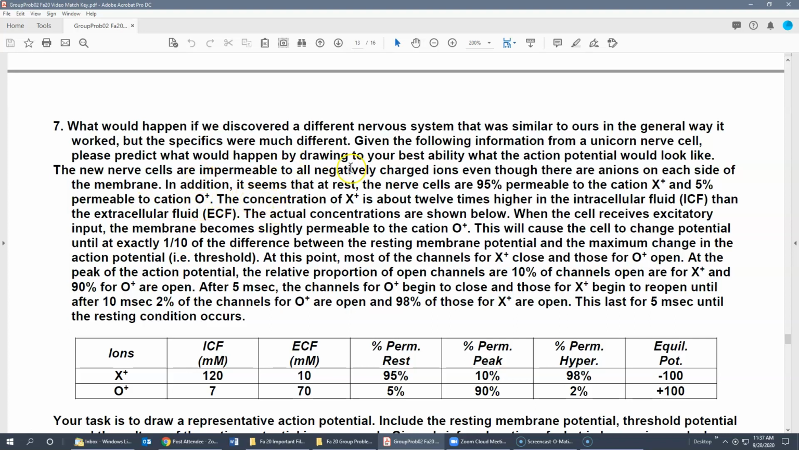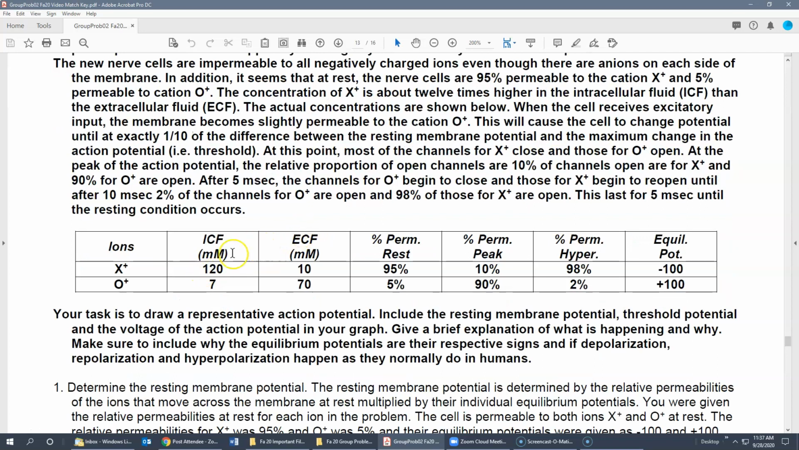how many channels are open at rest and peak and things that are going on with each one of these. And so most of the time that's summarized in a table. So here's the table, and we see the concentration in the intracellular and extracellular fluid of X plus, and then the percent permeability at rest, peak, and hyperpolarization, and then it gives the equilibrium potential. You don't always get the equilibrium potential sign, but in this problem you do.